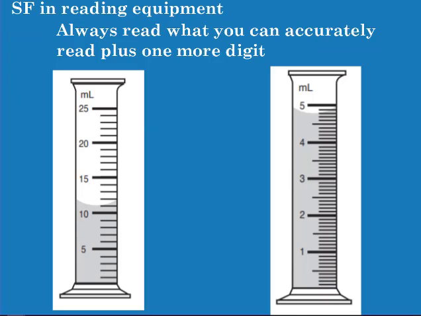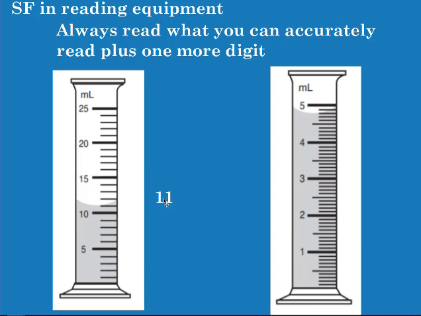One last thing about sig figs is you have to be able to read sig figs with your equipment. So you always read what you can see accurately plus 1 more digit. So what we mean by that is here's a 25 milliliter graduated cylinder. If you look at the gradations, it's increasing by 1 milliliter each.